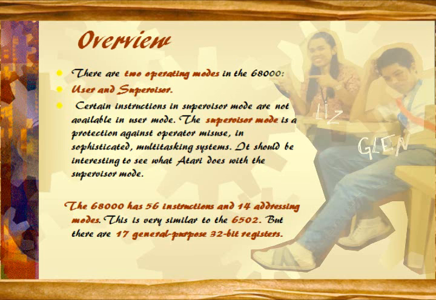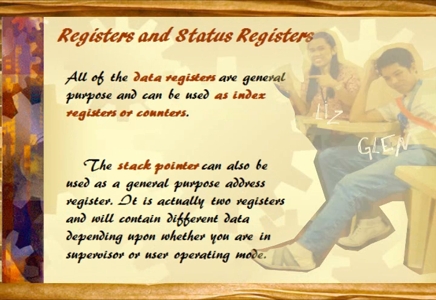The 68000 has 56 instructions and 14 addressing modes. This is very similar to the 6502, but there are 17 general-purpose 32-bit registers and status registers. All of the data registers are general-purpose and can be used as index registers or counters. The address registers are primarily designed to hold addresses, but can be used as index registers.